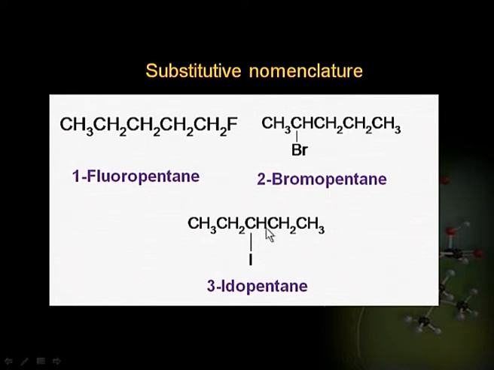Similarly, we have 3-iodopentane because now the halogen atom is placed at the third carbon atom and the parent chain remains the same. Here we have pentane as the parent chain.